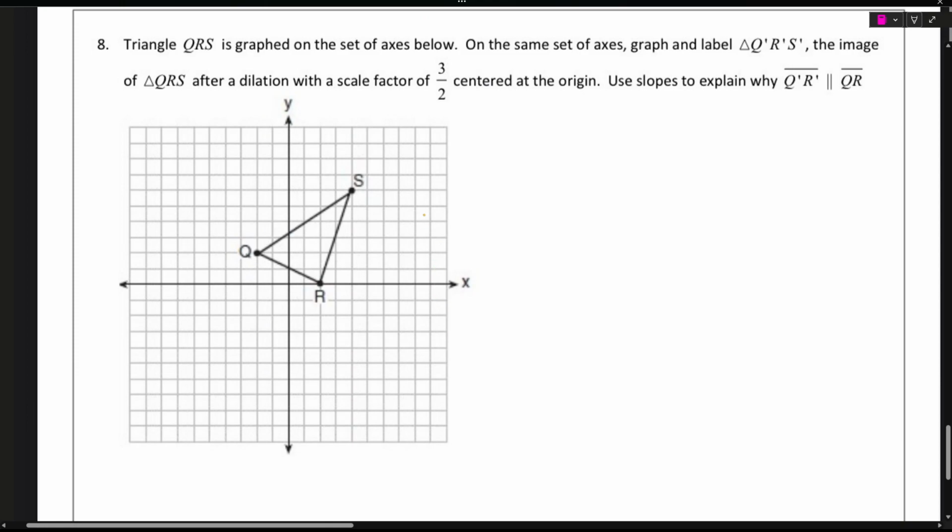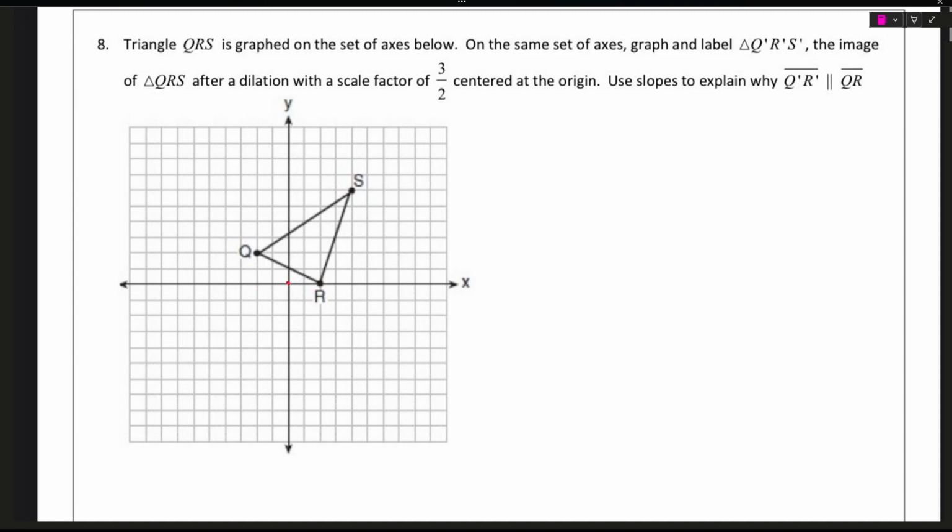And then this one, did I not do this? Triangle QRS is graphed on the set of axes below. On the same set of axes, graph and label Q'R'S', the image after a scale factor of 3/2. Okay, yeah, I didn't do this one. So a scale factor of 3/2 centered at the origin. So what we're going to do is take 3 halves. So I guess you could divide by 2 times 3. That's easier to think about. It's centered at the origin.